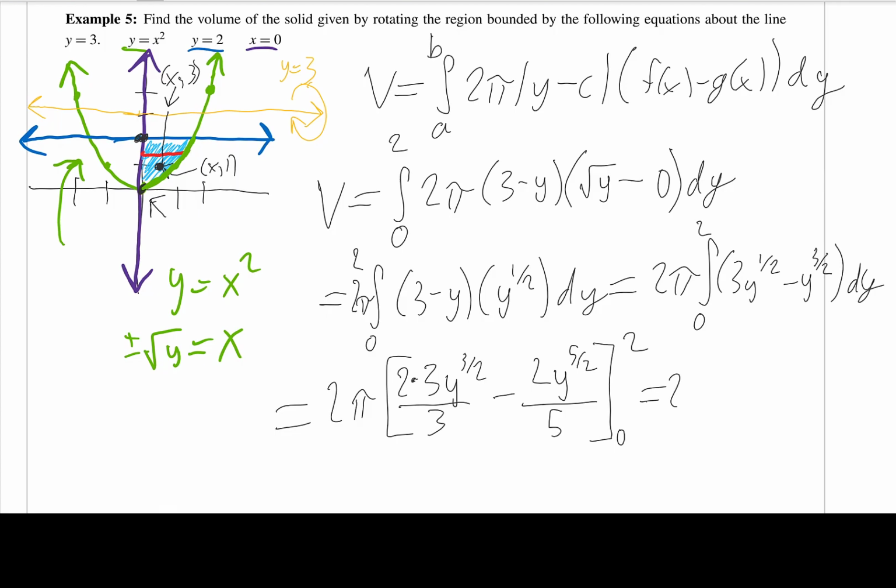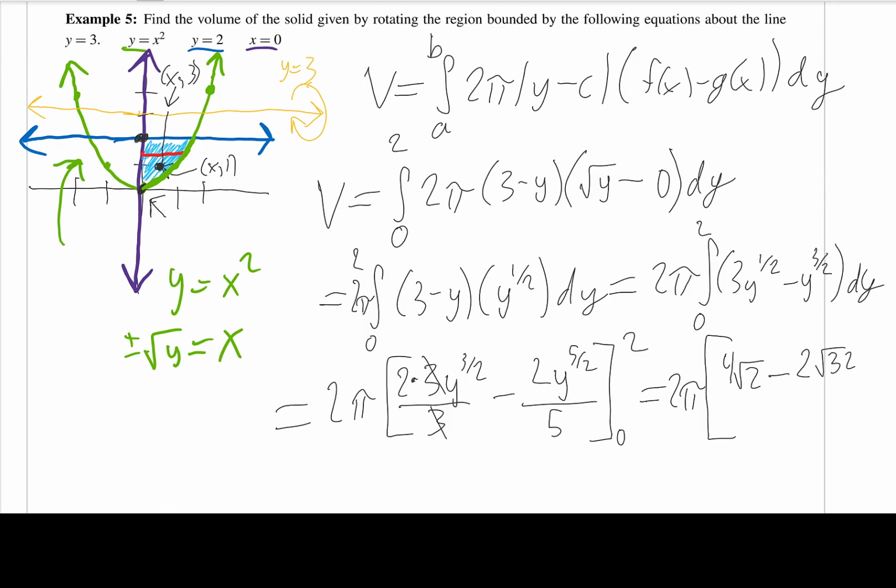So this is going to be 2 pi times, alright, so these 3's cancel, that's nice. Plugging in 2 for y, that would give me 2 cubed, and then we take the square root of that. So that would be the square root of 8, which is 2 root 2. So this is 4 root 2 minus, now I'd have 2 to the 5th, which is 32. And so that would give me 2 square root 32.